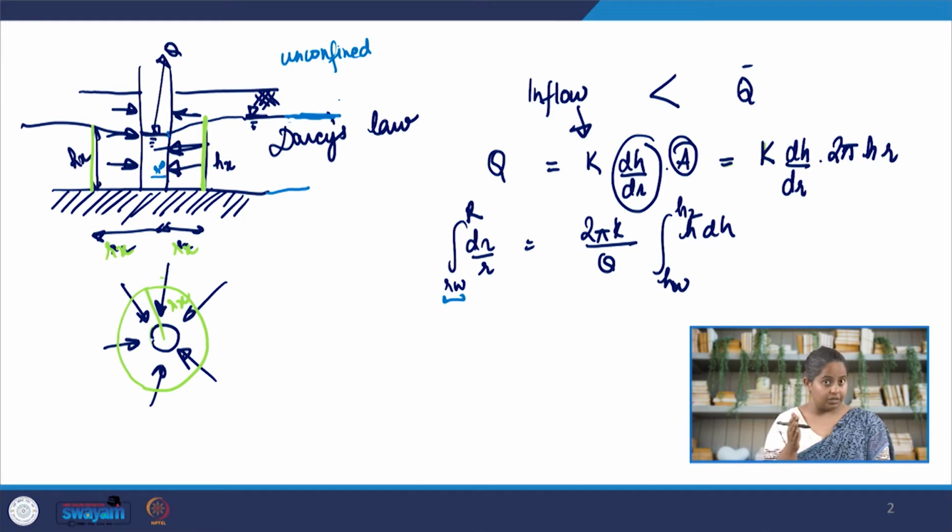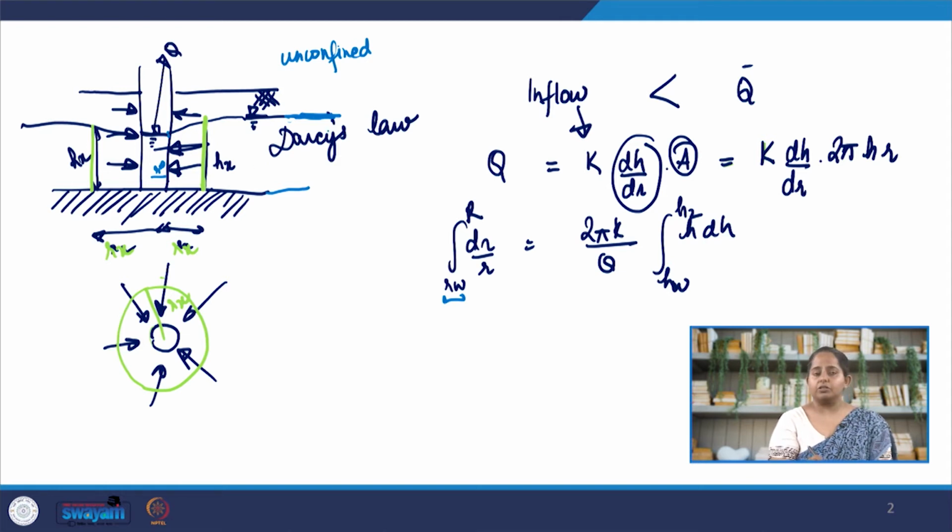There are a lot of assumptions in this and I will tell you what the assumptions are again. More assumptions I will tell you. I have only told you that the surface is homogeneous, the flow is horizontal and radial. The other assumption is that the water table without the well is horizontal, which is not always true, especially in hilly areas or areas with uneven terrain.